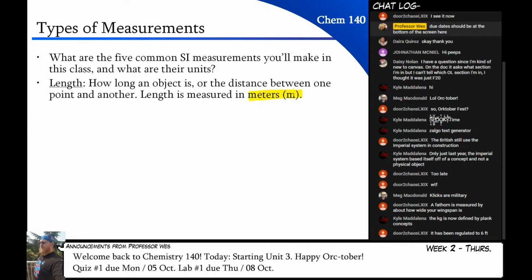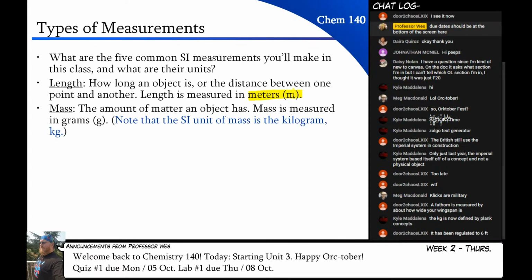Length is the physical space between one point and another. We're going to measure that in meters. Obviously, meters is kind of a bit big for measuring things like atomic distances or even test tubes, we'll say. So we're going to modify that.